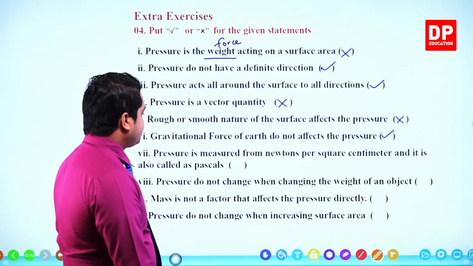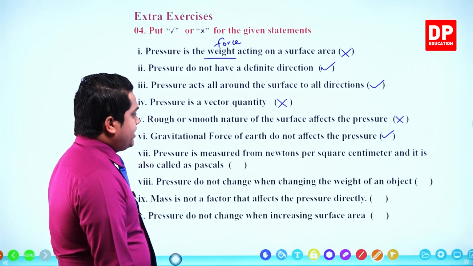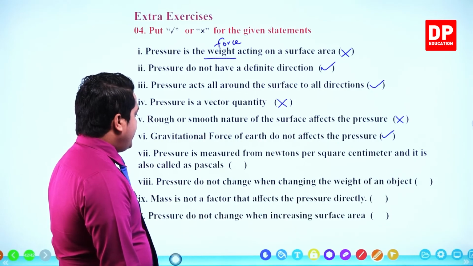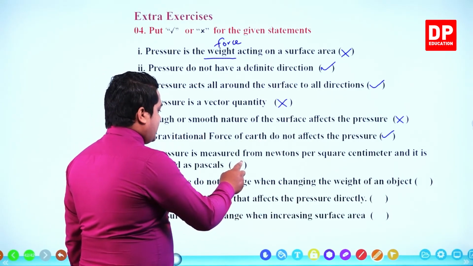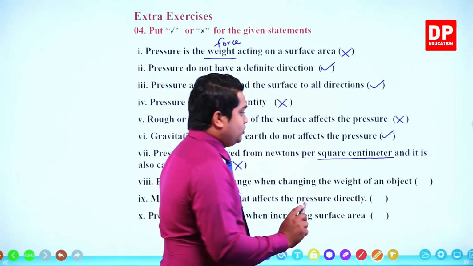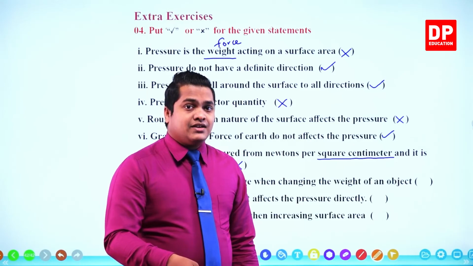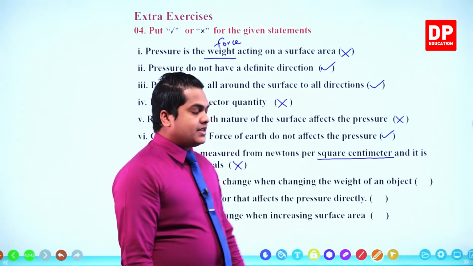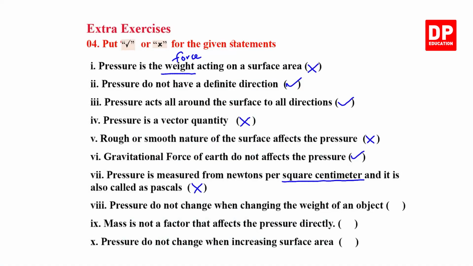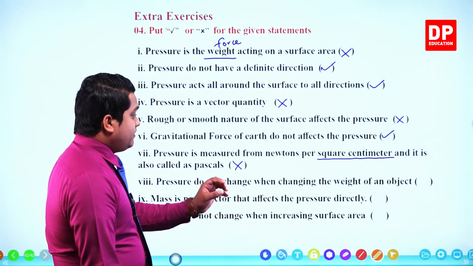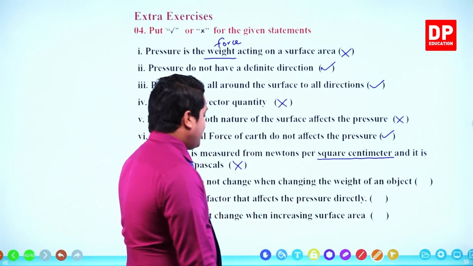Then the next one. Pressure is measured in newtons per square centimeter and it is also called pascals. Absolutely incorrect. No. Newton per square meter is the one which is referred to as pascals. So, it is incorrect. Next one. Pressure does not change when changing the weight of an object. That is incorrect.